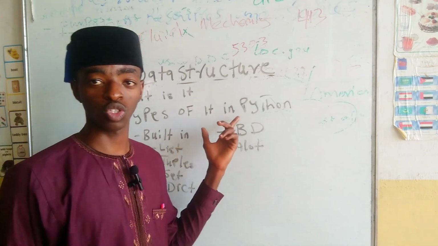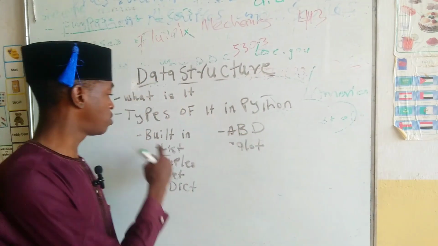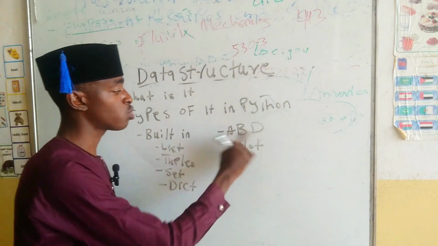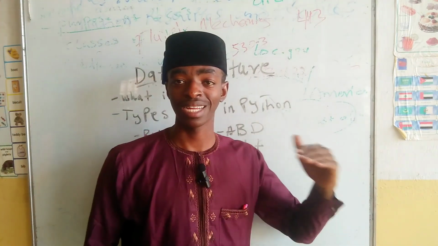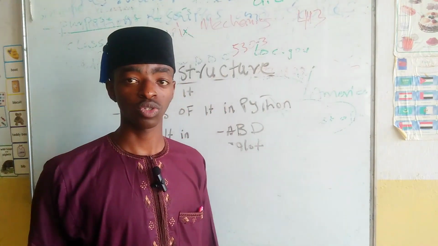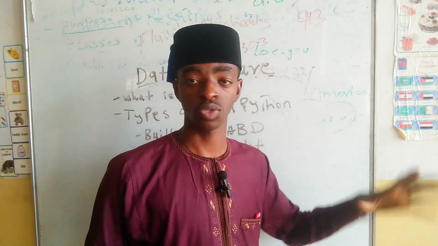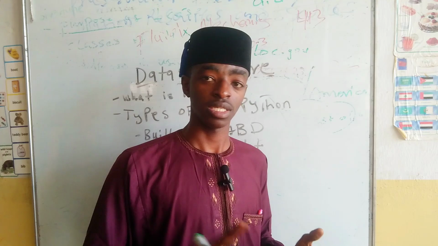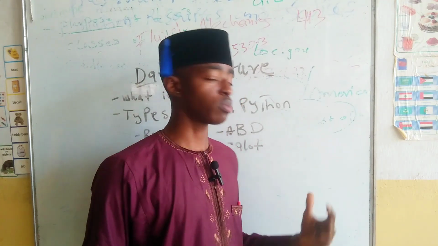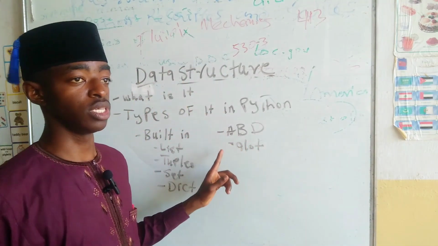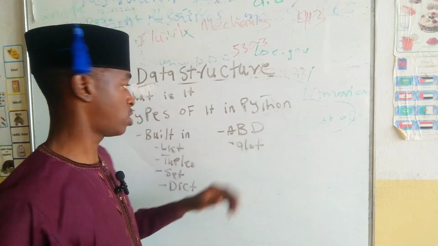Types of data structure in Python. We have two types of data structure in Python. We have the built-in data structure, and also we have the ADT data structure. What is ADT? ADT means abstract data type. Abstract data structure means other structures that do not come with Python. That's the external data structure like array, stack, queues, and others. You have to import them from other libraries, or you have to create them on your own. So these are the ADTs that I'm talking about. Yes, we have a lot of ADTs out there.